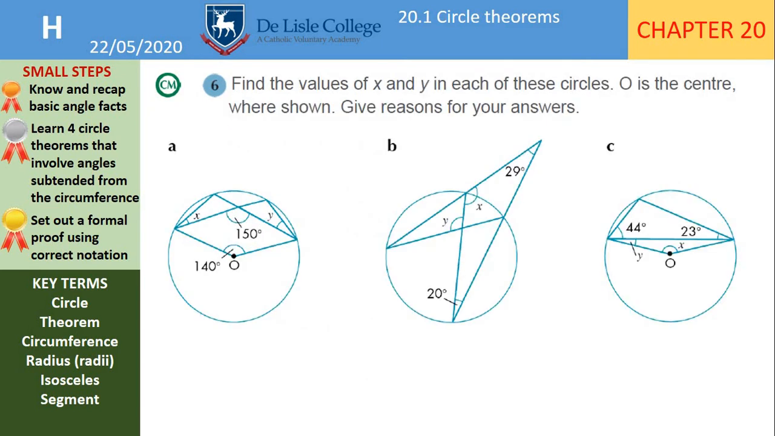Okay, question 6, again pause the video while you work through these. Okay, question A. X and Y are in the same segment, so they are equal to each other. So we only really need to work out one of them to get both.